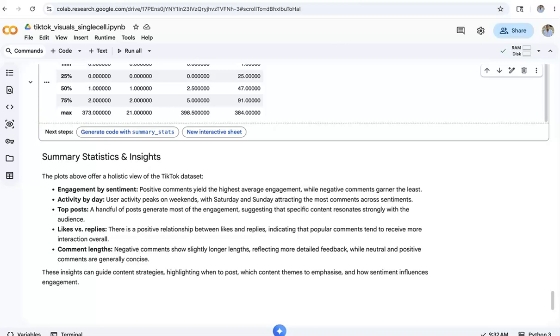From all these analyses, I found that positive comments drive stronger engagement. User activity changes depending on the day of the week, and a small number of posts generates most of the overall engagement. Overall, this project demonstrates how exploratory data analysis and sentiment analysis can help uncover useful insights from social media data. Thank you.